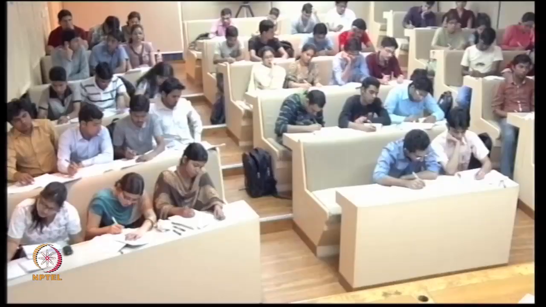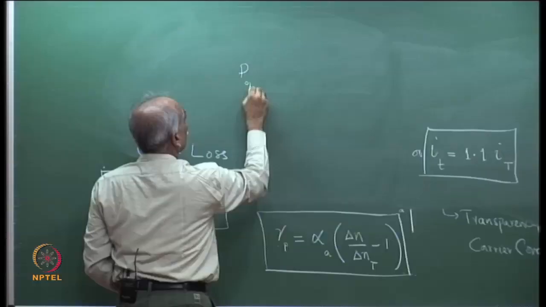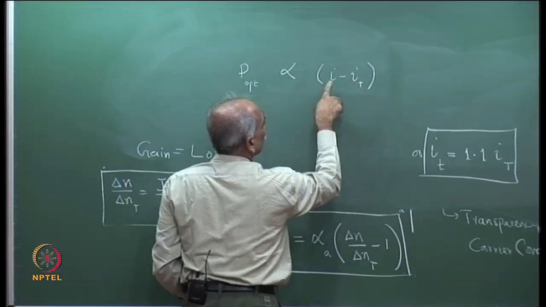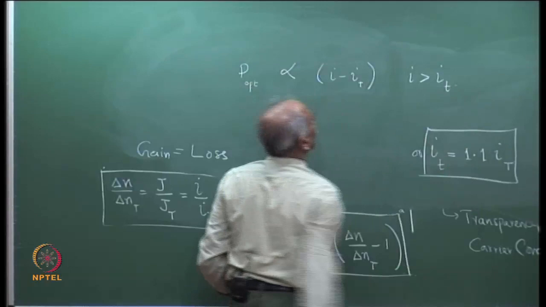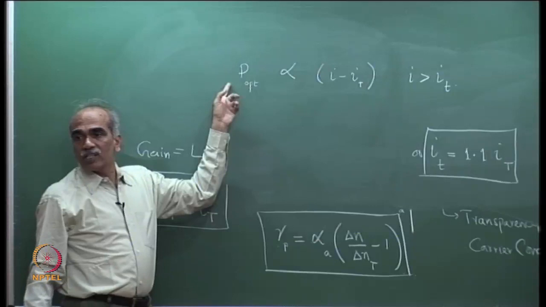Beyond the threshold, the power generated, the P optical of the laser, is proportional to I minus IT, which means for I greater than IT, because up to IT we need current to compensate for the losses in the resonator. Any additional current will give you additional optical power, and therefore P optical is proportional to I minus IT.